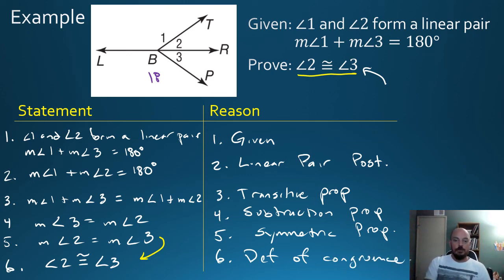So we are done with our proof. I'll take the extra stuff out. And what we did, we had 6 steps. We took our given information and we proved that angle 2 is congruent to angle 3.